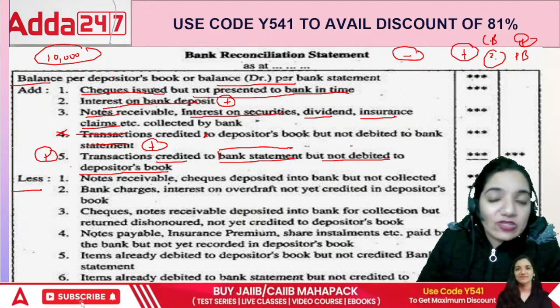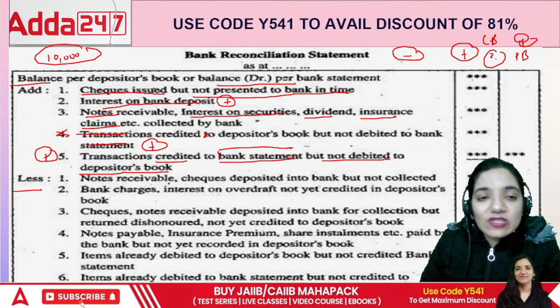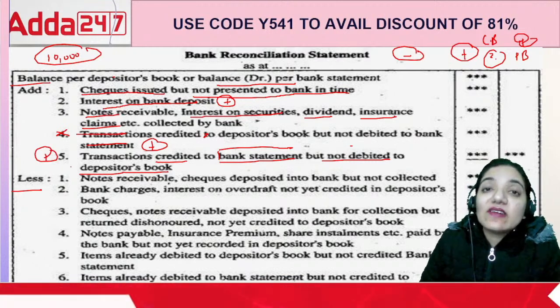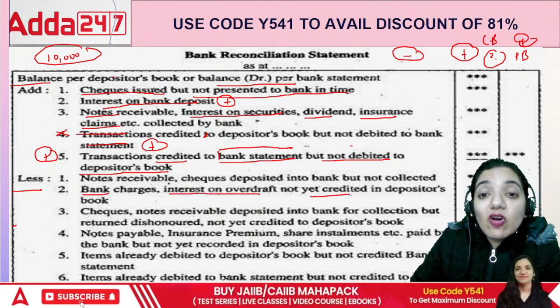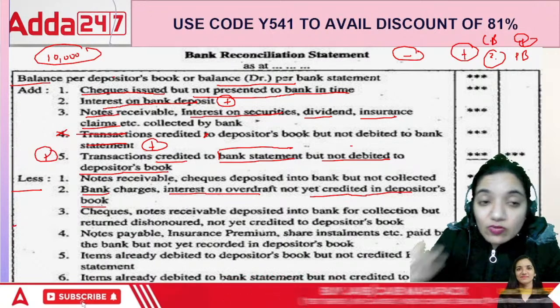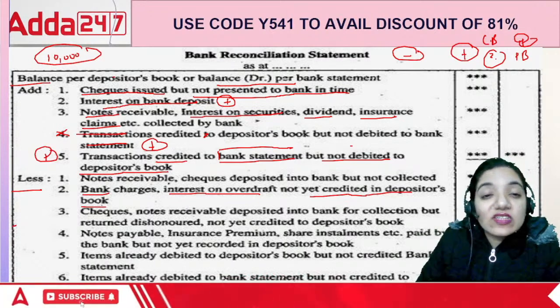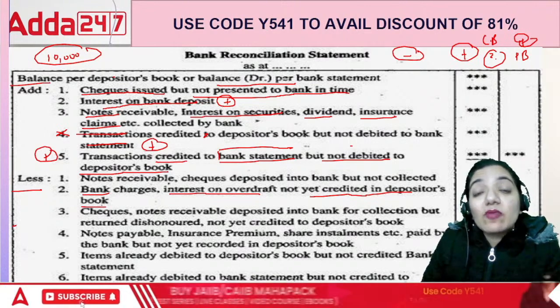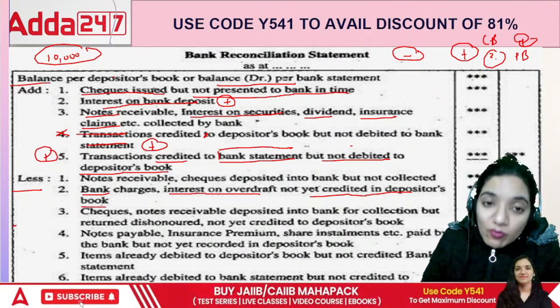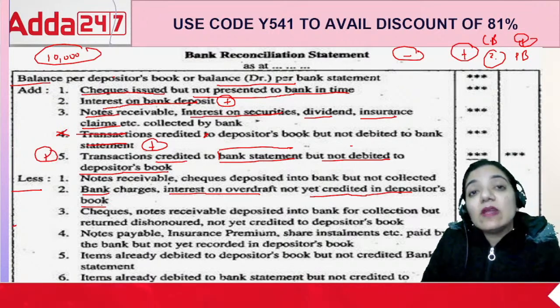For example, bank charges. We do not come to know about the bank charge or any costing that has been deducted from my bank account. So any of those bank charges or interest on overdraft which is not yet recorded in the books would be there. Then notes receivable, checks deposited into the bank but not collected. Whatever the amount is, something that we are supposed to receive and we deposit into the bank.